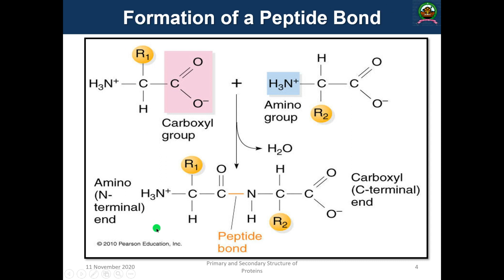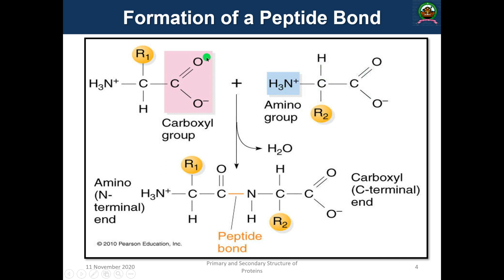So this is the formation of the peptide bond. This is one amino acid, written in the form of a zwitterion. It has an amino terminal end and a carboxyl terminal end, and a hydrogen and a side chain R. Here is the second amino acid. It has an amino terminal end, the side chain that is denoted as R2, and this is hydrogen and this is the carboxylic acid group.